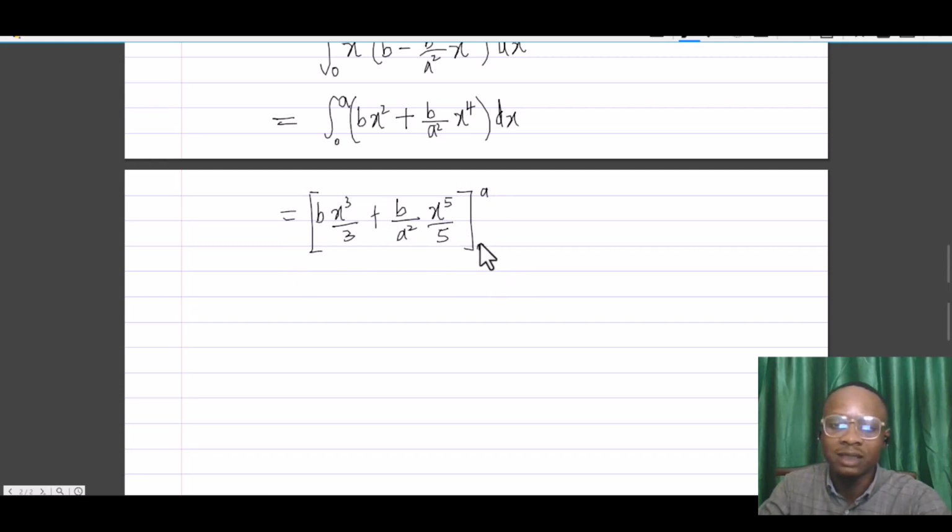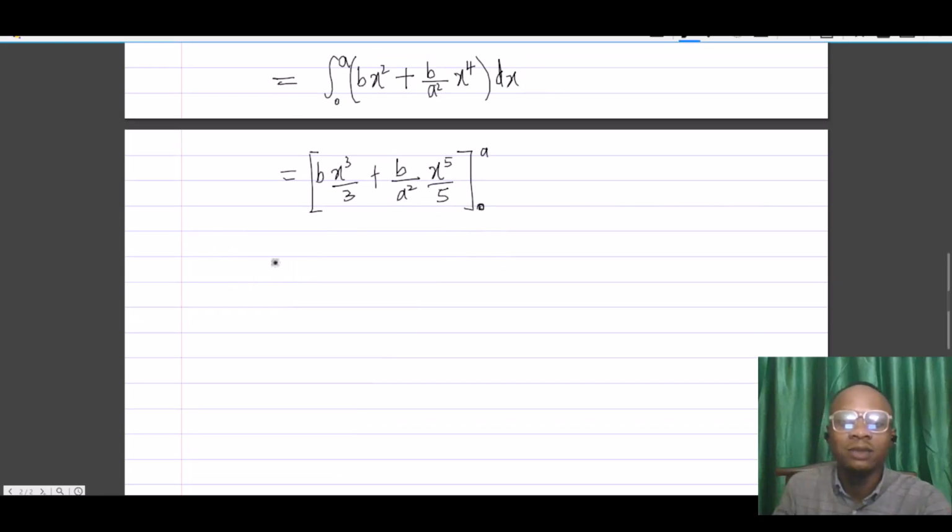We know that when we set x equal to 0, this will give us 0, this will give us 0, so we can just ignore that. So by substituting x equal to a, we will have b into a to the power 3 over 3 plus b over a squared into a to the power 5 over 5. When we substitute 0 again, this will give us 0, so we can just forget about that.